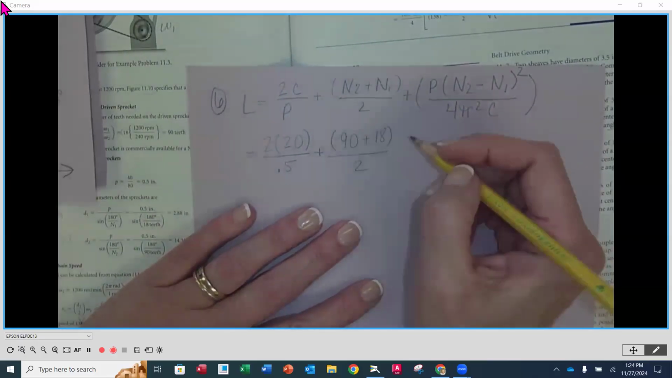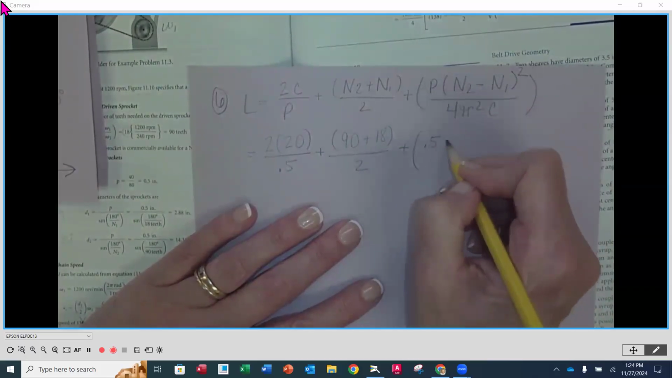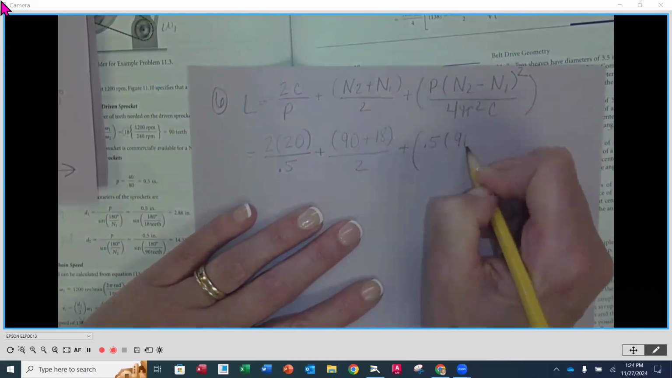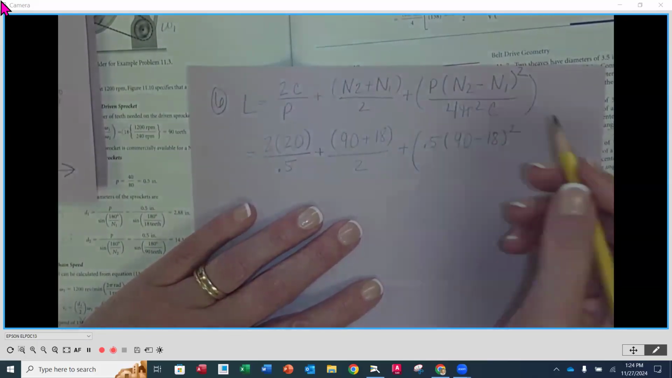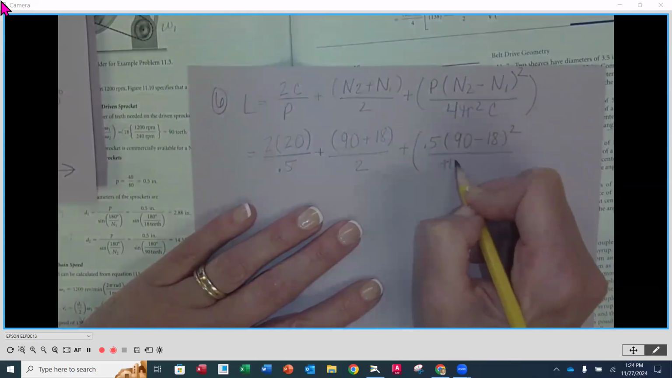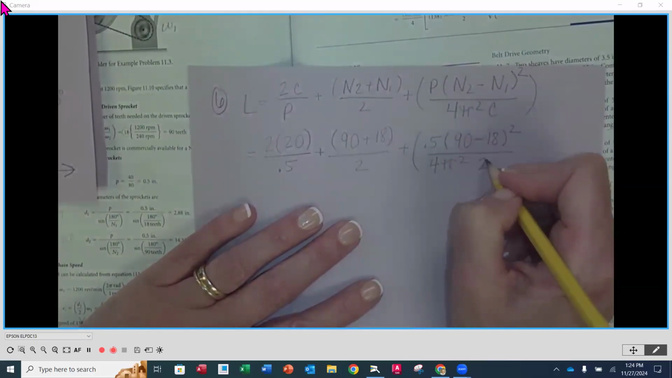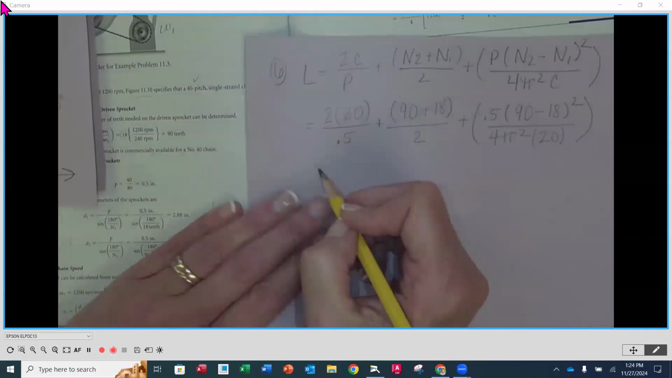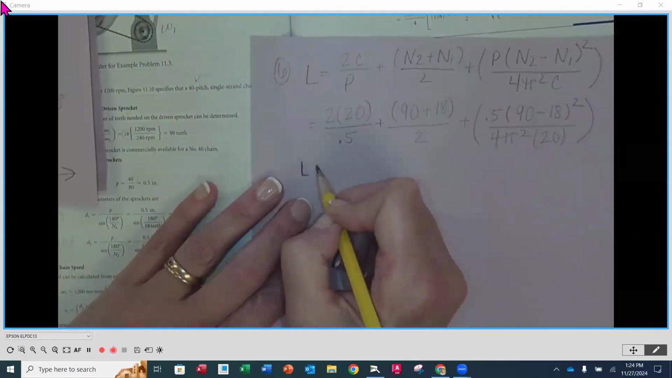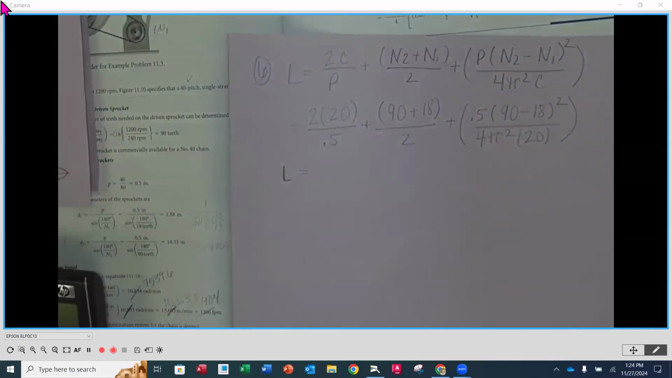And yes, I'll give you the exception of putting the units in for these two equations just because they're so long. Plus, okay, our pitch is 0.5 times 90 minus 18. We have to square that value, divided by 4 times pi squared divided by 20. Okay. And that's going to be your number of links. So see what you get for this value using those values.